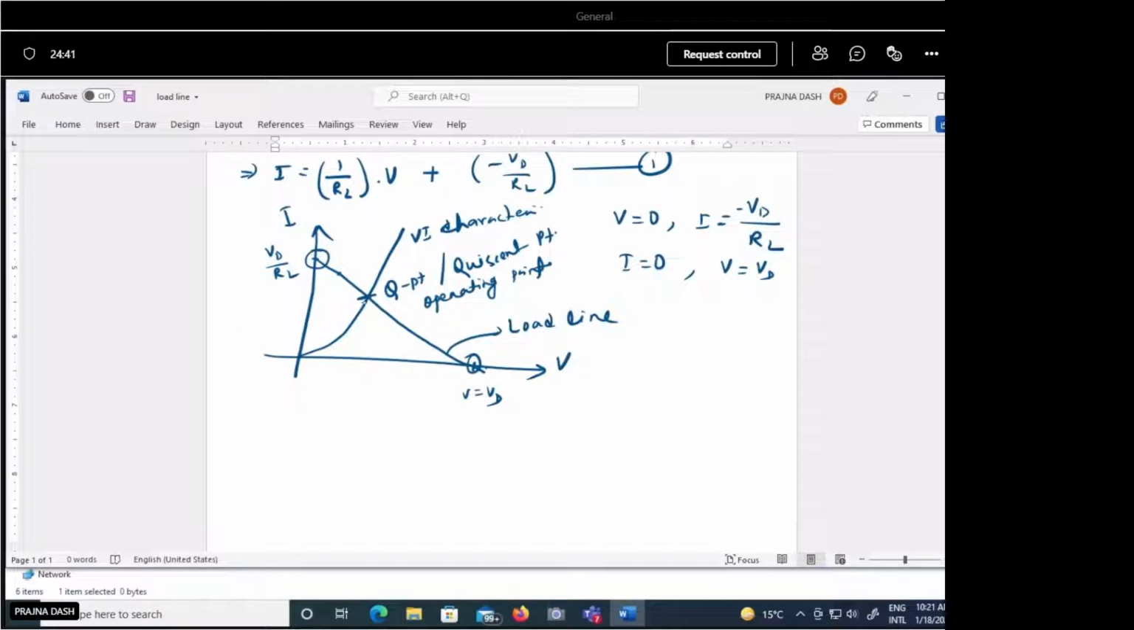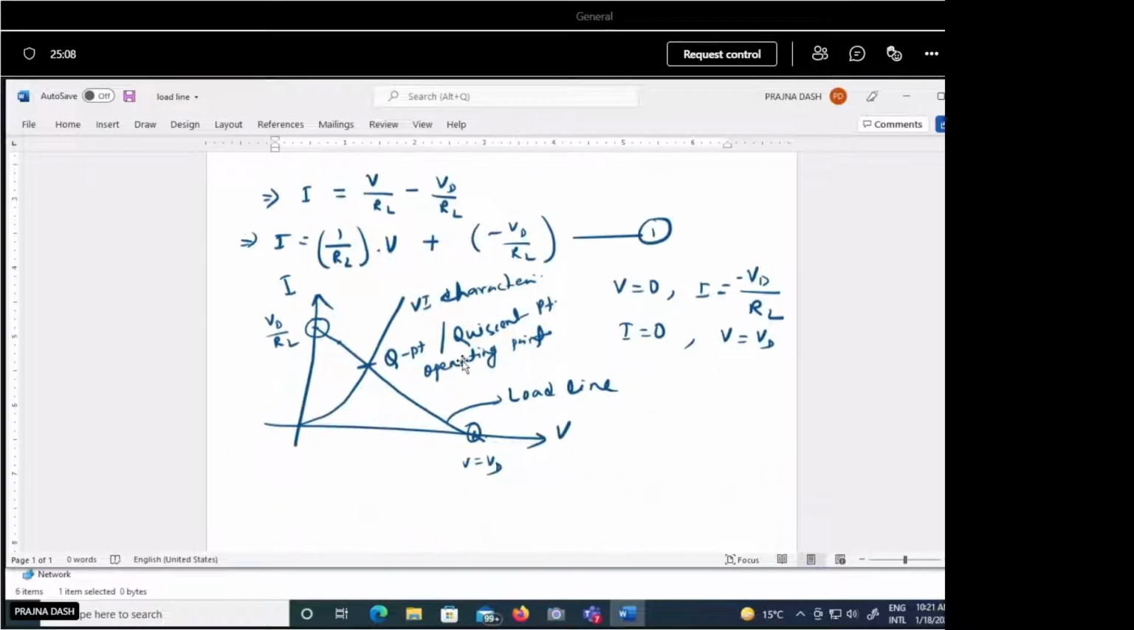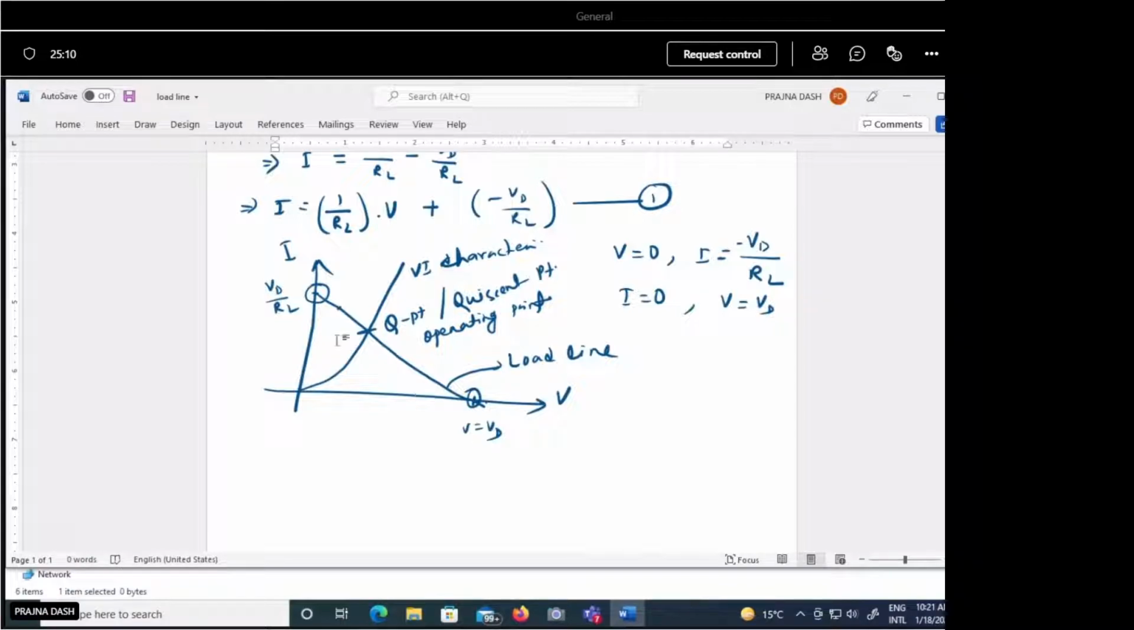So the position of this Q point is also an important factor when we go to the higher topic, that is the transistor. A transistor is nothing but a combination of two PN junctions. So this operating point is also a very important point in electronic circuit analysis. This is called your DC load line. Here we have applied a DC voltage and we have taken the current, whatever is flowing. So this is the DC voltage and DC current we are taking. So this load line is called your DC load line.